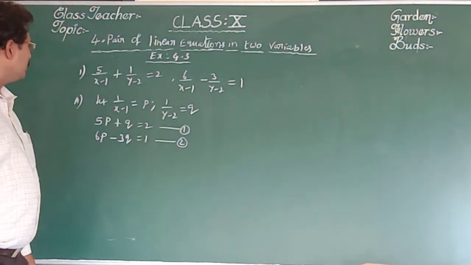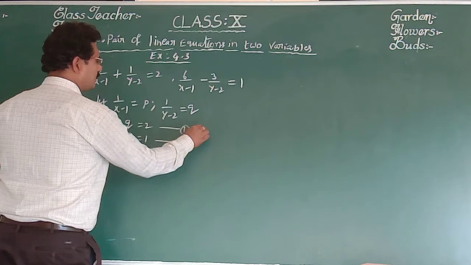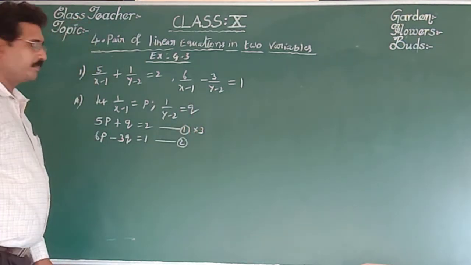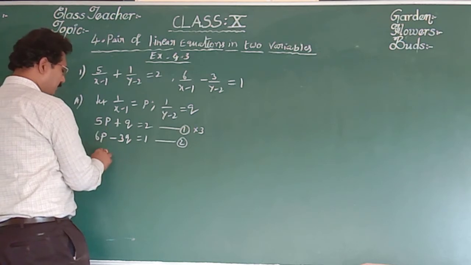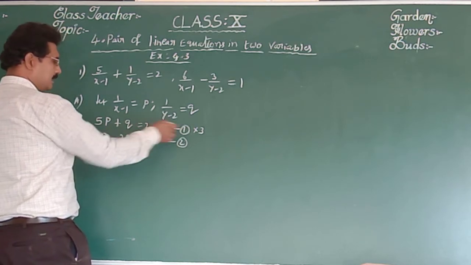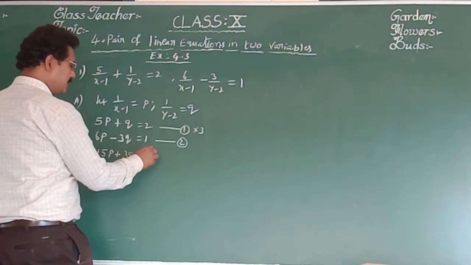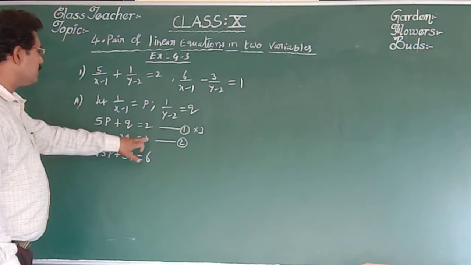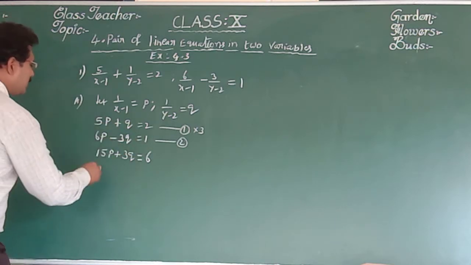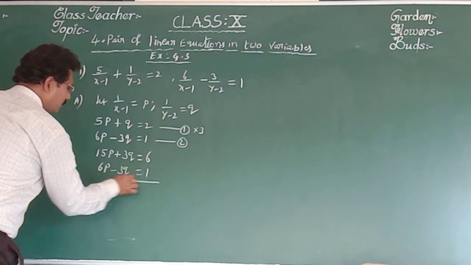Now see that 1 and 2. Observe that it is very easy to solve. Equation 1 is simply multiplied with 3. Now come on, multiply with 3. 3 5s are 15p plus 3q is equal to 3 2s are 6. What is equation 2? 6p minus 3q is equal to 1.